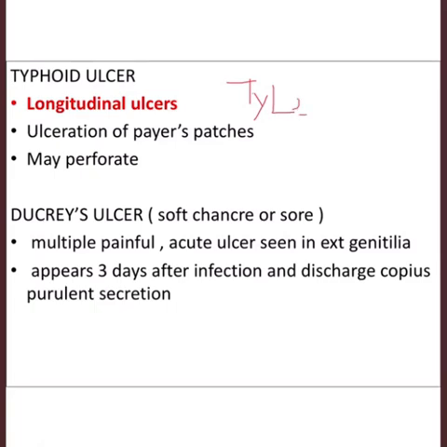Okay, so typhoid longitudinal ulceration of Peyer's patches and may perforate, seen mostly in the intestine. Ducrey's ulcer, they are soft chancre or sore. There are multiple painful acute ulcers seen in the external genitalia. Appears 3 days after the infection and discharges copious purulent secretion.